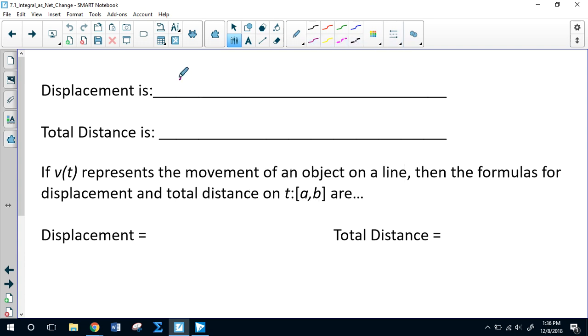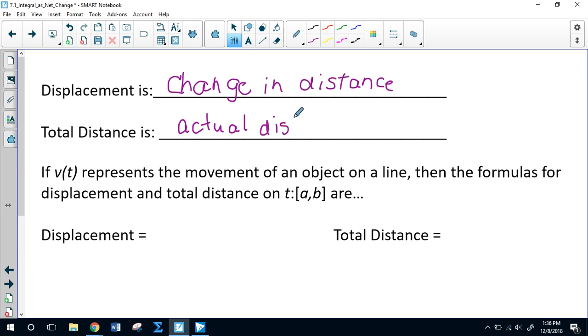So displacement is the change in distance. I start here, go to the left 10, go to the right 5. My displacement is 5. Versus total distance, which is the actual distance traveled. So I start here, go to the left 10, come to the right 5. That's a total distance, or an actual distance traveled, of 15.